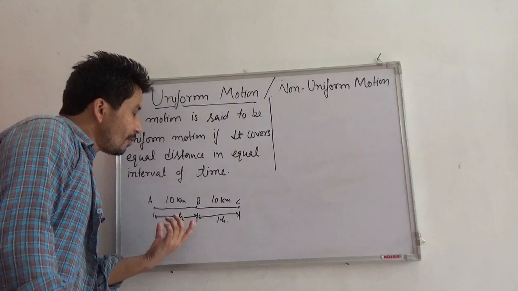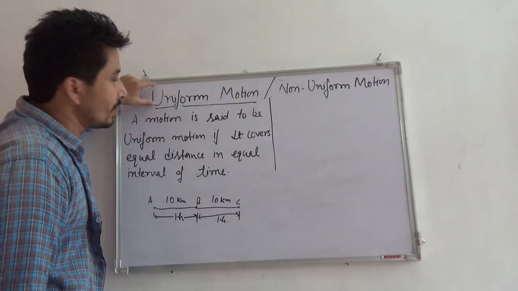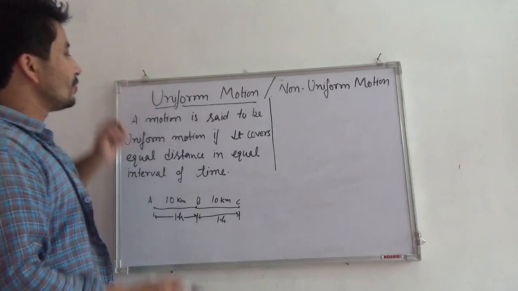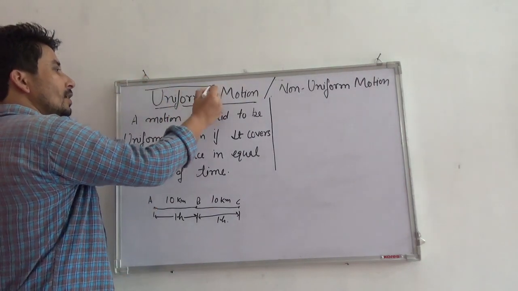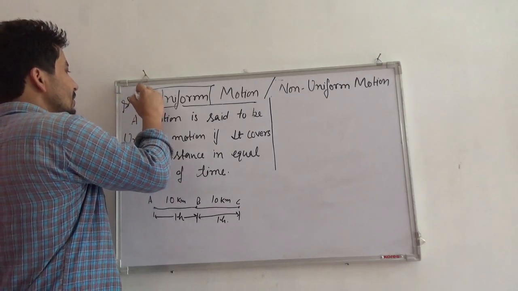Then this type of motion is called what? Uniform motion. Uniform means same. Uniform means same.